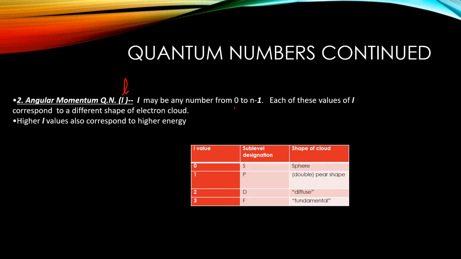Again, the higher the values also correspond to higher energies. So when we look at these, this is showing us the order in which these sublevels first appear. So in the first energy level, where I have the L value equaling 0, I have just the S sublevel. When I have the P, I have an L value of 1. When I have the D sublevel, I have the L value of 2. And when I have the F sublevel, I have an L value of 3.